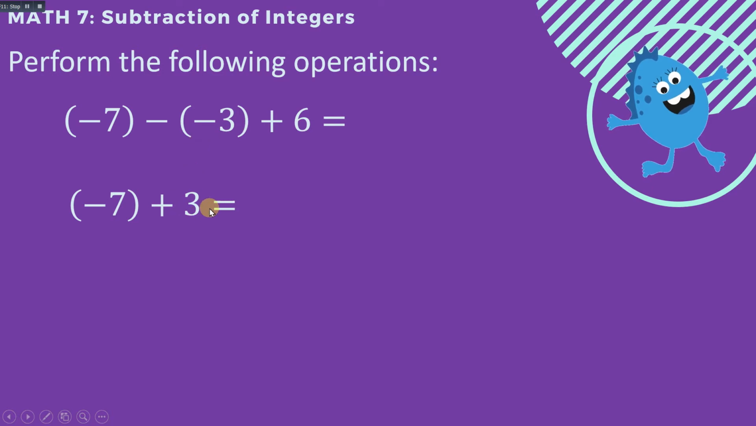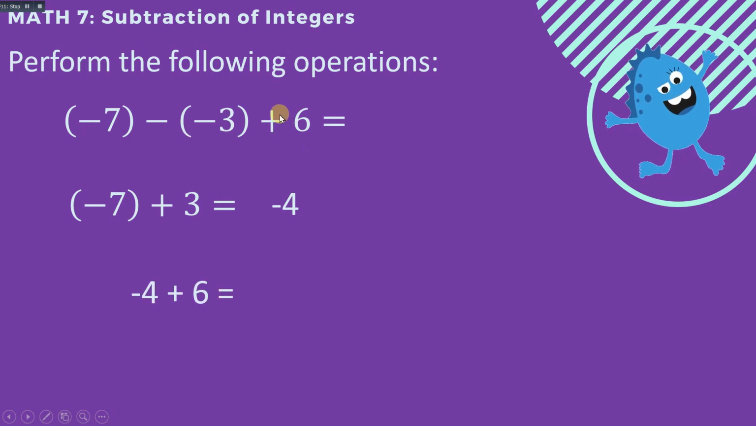After getting the answer for negative 7 minus negative 3, we're now on plus 6. So we have negative 4 plus 6. The answer would be positive 2. Since in the addition operation of integers, it has different signs, we just need to subtract and follow the sign of the larger value, which is positive 6.